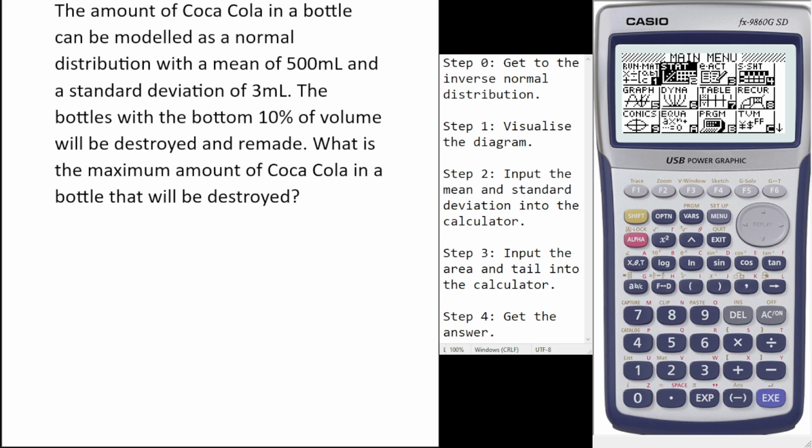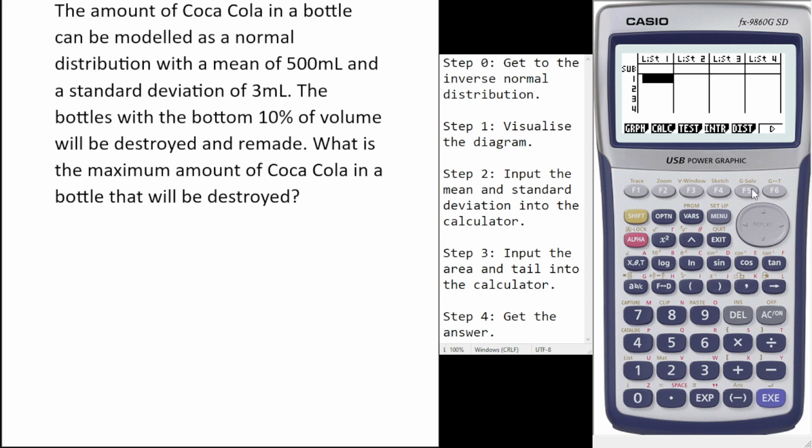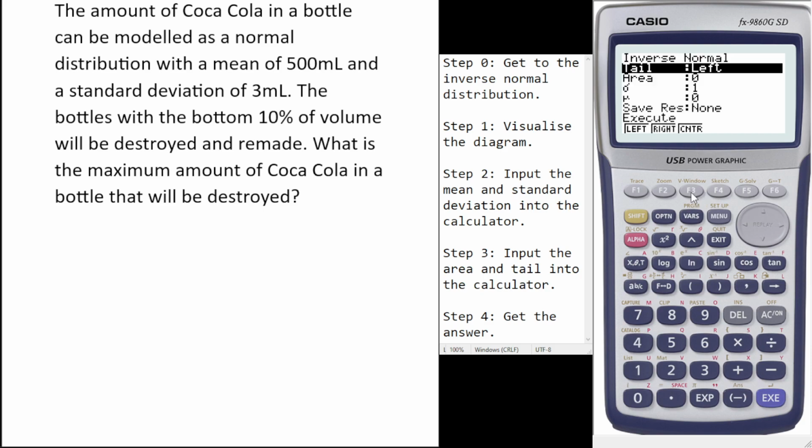This is an inverse normal question where we've been given the probability and we need to go backwards and find what the upper or lower bound should be, respectively. First things first, we need to get to the setting in the calculator that lets us do that. So we go to Stat, which is 2, click that. Distributions, F5, click that. Normal, F1, click that. And now inverse normal is F3, click that. That leaves us with this setting here. That's the first part done.